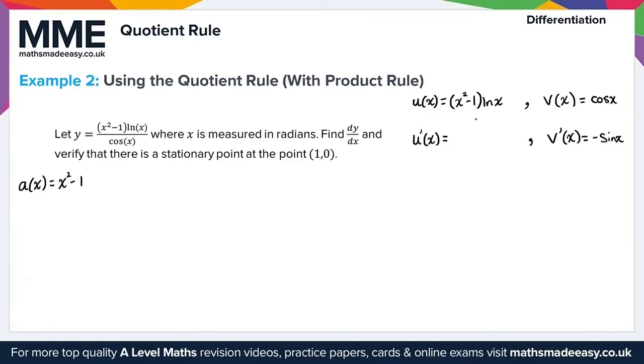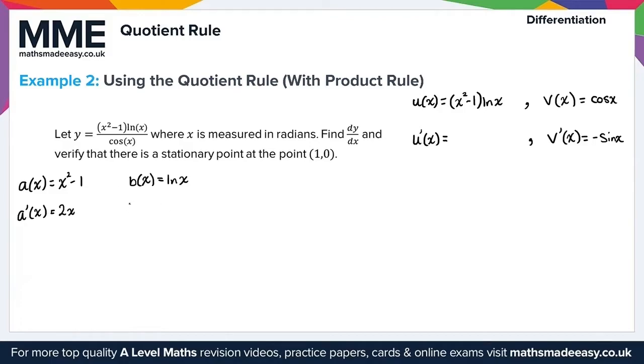And my b of x is the natural logarithm of x. That's ln of x. In that case here, again, what we need to do is find the derivative of each of these, and then we just need to apply the product rule. Okay, so in that case, a prime of x here is simply going to be 2x. The derivative of x squared minus 1 with respect to x simply gives us 2x.